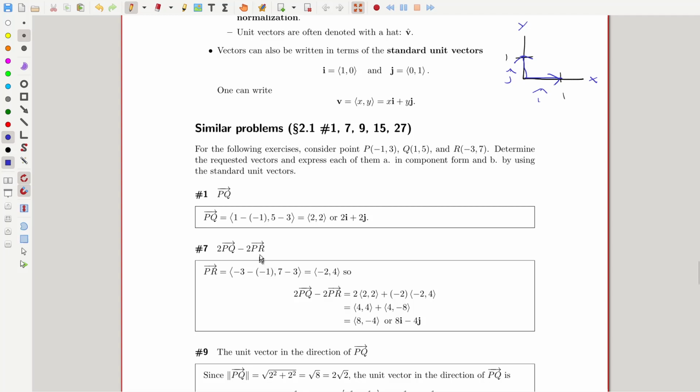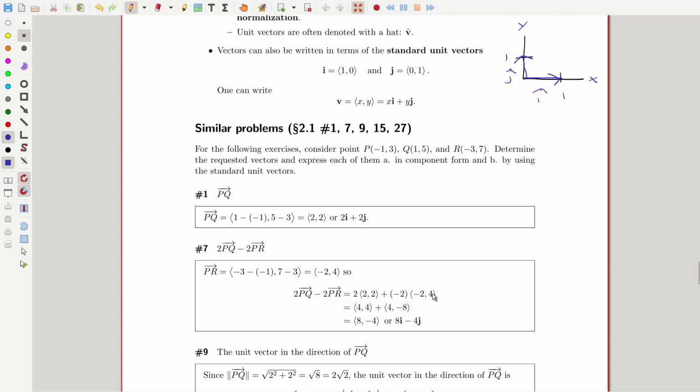Then we end up needing to do this, so I'll just insert these values in. 2 times the vector (2, 2), that's the vector PQ. And then instead of subtracting 2 PR, I just add -2 times PR, which should be pretty easy to understand. And PR is (-2, 4).